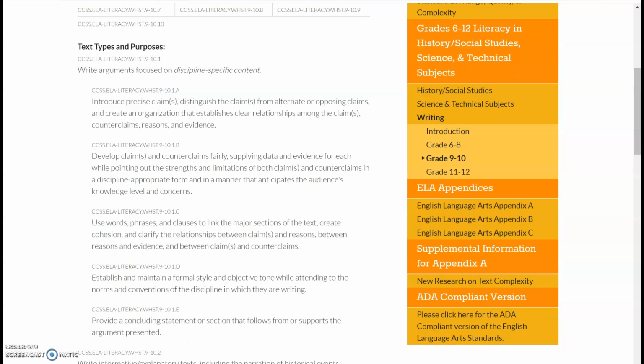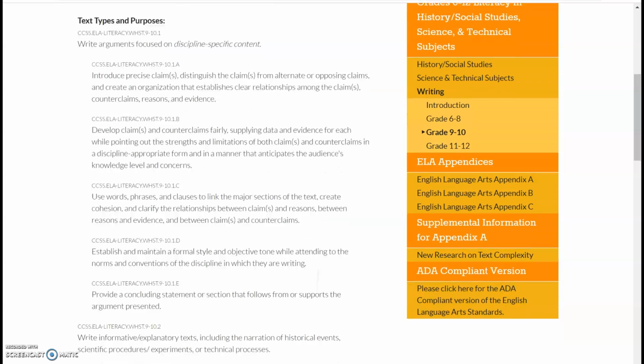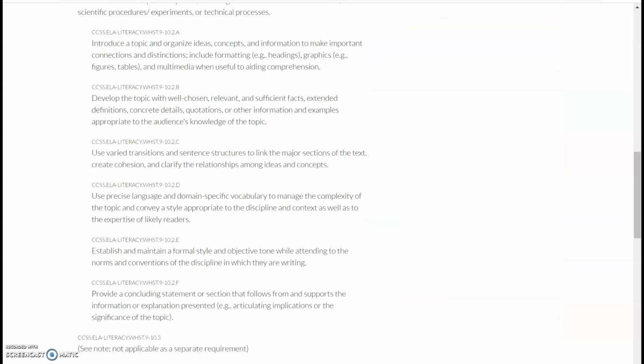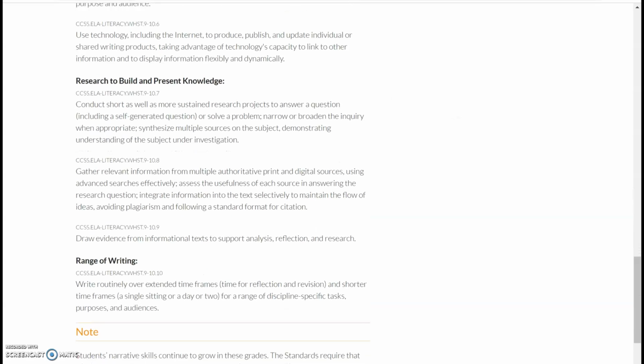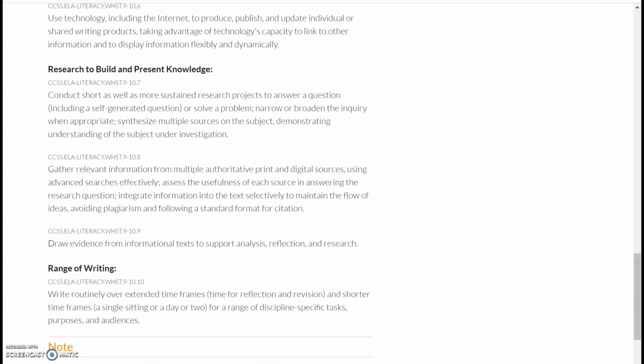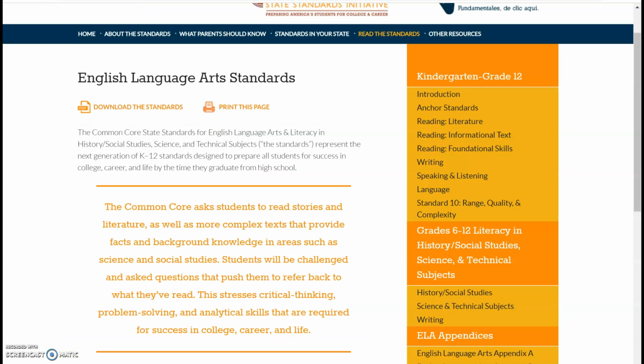So lastly, we have writing for 9th and 10th grade. So basically students are expected to be able to write arguments, so write argumentative text, and informative/explanatory text. What I thought was interesting here was to do research. So conduct short as well as more sustained research projects, and then maybe create a research text, which is the primary writing in college. So I think introducing them to finding research and then writing about it will lead them into college. And that was my virtual tour of the Common Core Standards English Language Arts Standards.